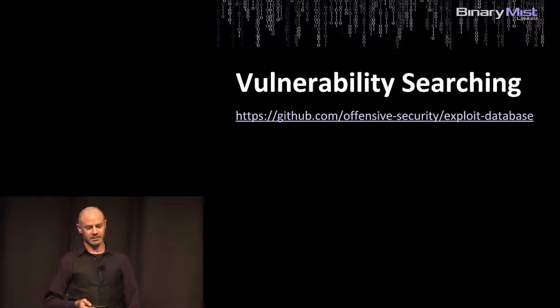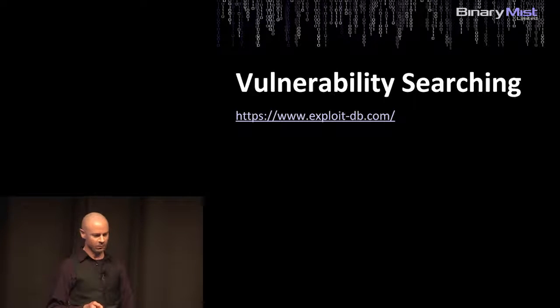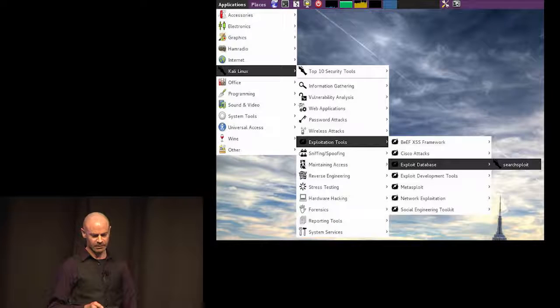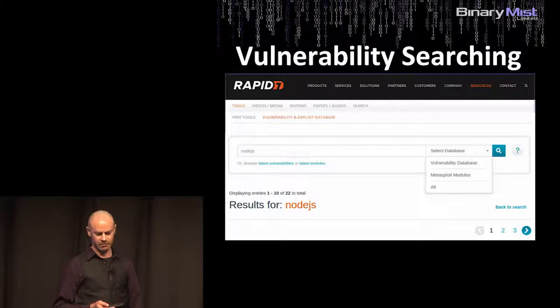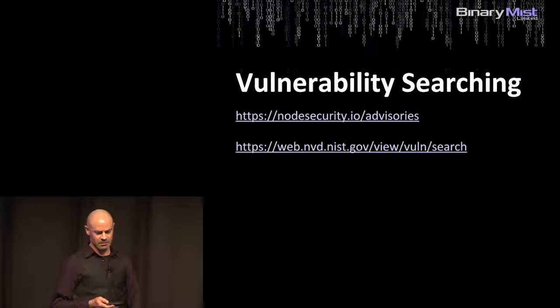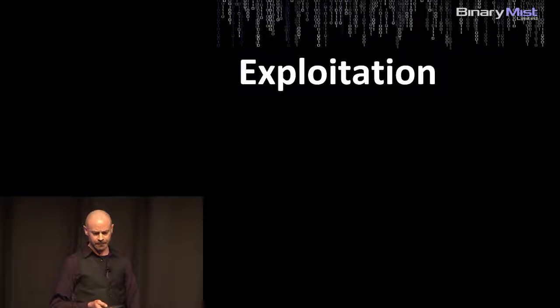Offensive Security, which is the creators of Kali, have the Exploit Database, which has a web front end and a CLI. We've got SecurityFocus's Bugtraq. We've got Rapid7, which is the current owner of Metasploit. They've got a database as well. We've got Node Security advisories and the National Vulnerability Database. Then a pen tester will generally move on to the exploitation stage.